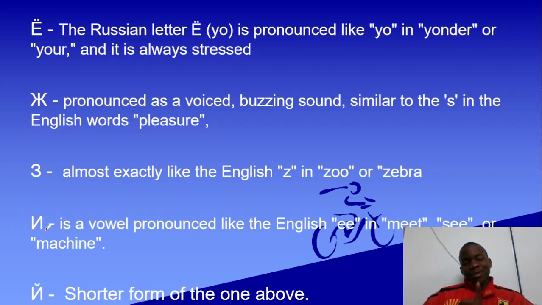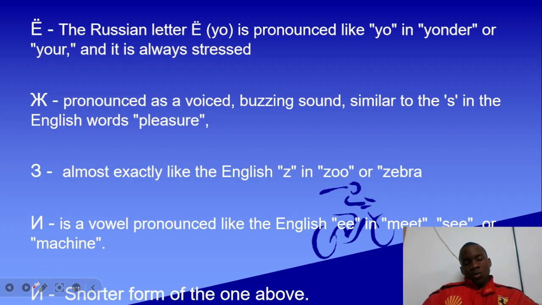And then we have this English backward letter N. But in actual fact, it has no relation to the letter N in the English language. So this is going to be our ee. This is ee, like machine, meat. Understand? So it's kind of like elongated in a sense. It's two E's next to each other where you'd elongate the sound of the letter E.